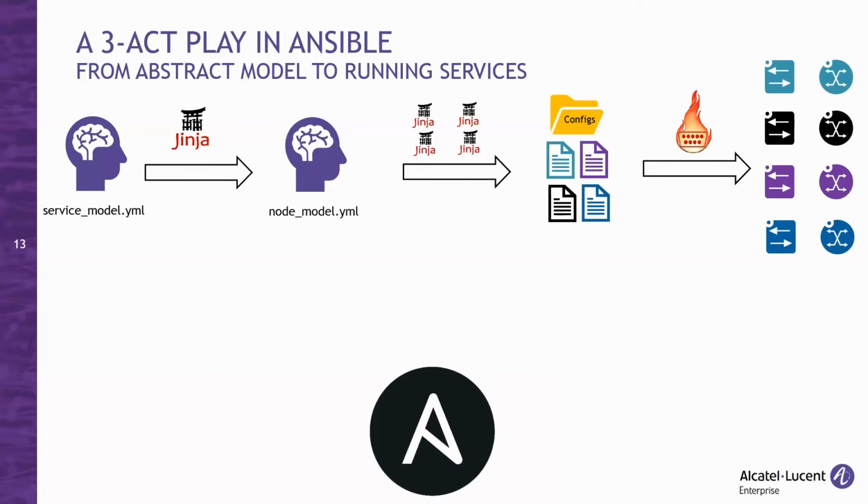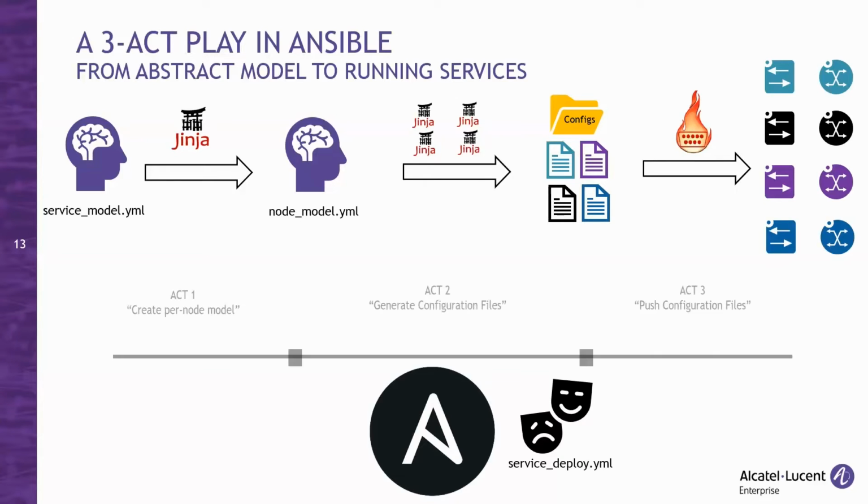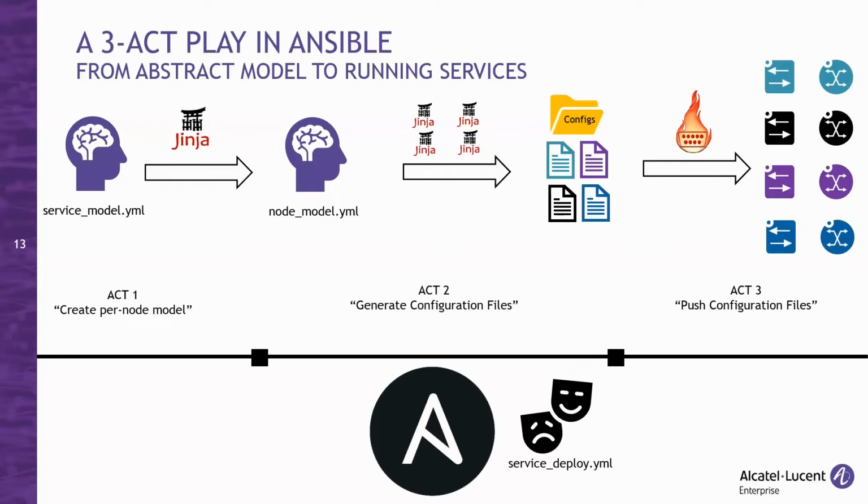So we put all these on an Ansible playbook again that we call service deploy, and it has 3 distinct parts. The first one is to create the per node service model. The second one is generating the configuration files, and the third one is pushing those configuration files to the network nodes.